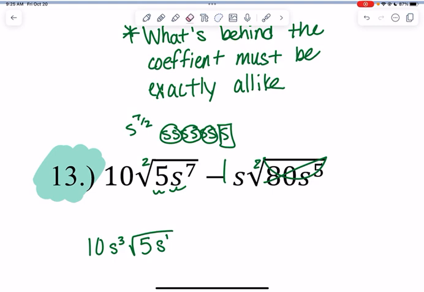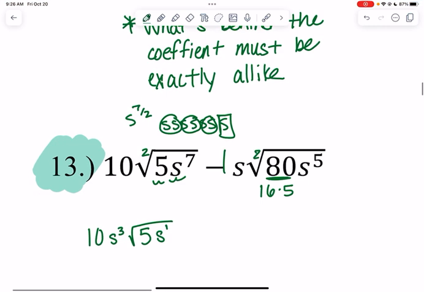So now if we take a look at the second one, can we take the square root of 80? Are there any perfect squares that 80 is divisible by? Yes, 16 times 5. So we've got the square root of 16, that equals 4, and I'm going to just bring down my minus sign. So we still have 5 left underneath there.